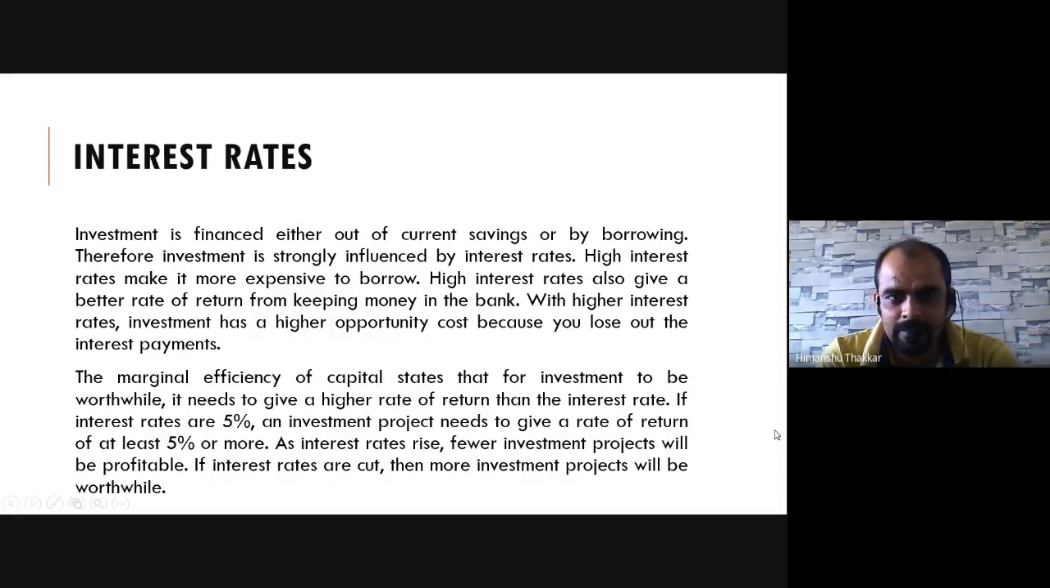First is interest rates. So investment is financed either out of current savings or by borrowings. Therefore, investment is strongly influenced by interest rates. High interest rates make it more expensive to borrow, and high interest rates also give a better rate of return from keeping money in the bank. With higher interest rates, investment has a higher opportunity cost because you lose out on the interest payments.